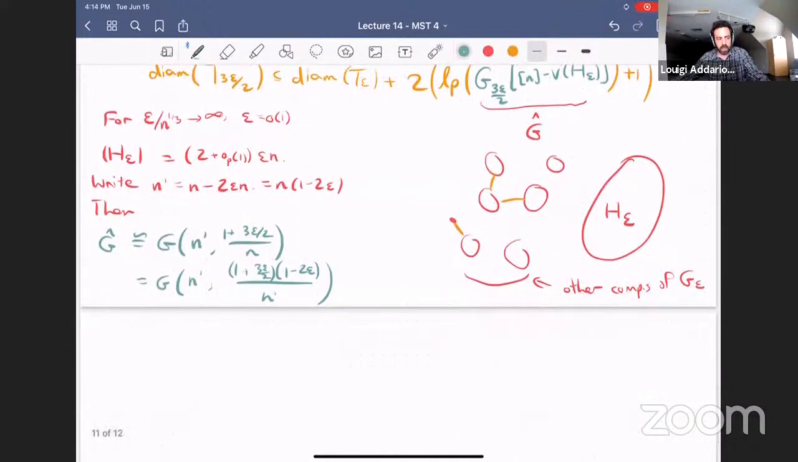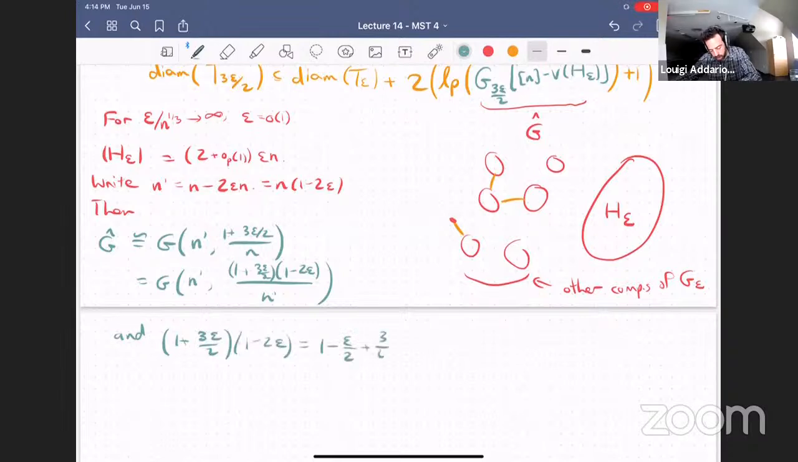Okay, so let's work out what this parameter looks like now for the remaining graph G hat. Well, we have 1 plus 3 epsilon on 2, and then 1 minus 2 epsilon. So that looks like 1 minus epsilon on 2 plus 3/4 epsilon squared. The dominant term when epsilon is small is 1 minus epsilon on 2. Certainly if n is large and epsilon is tending to 0, this is at most 1 minus epsilon on 4, say.